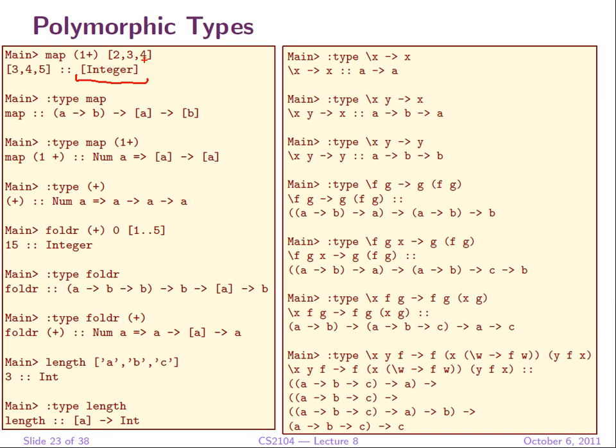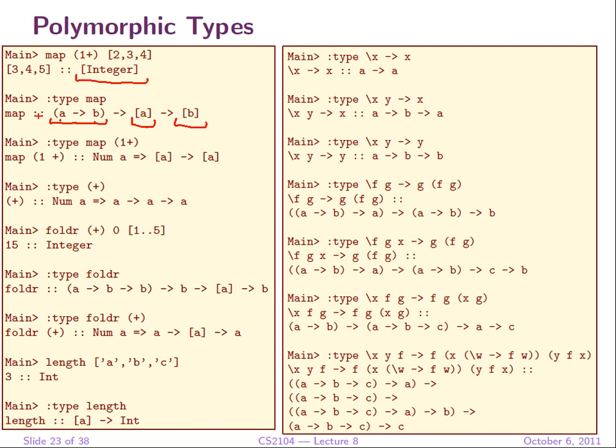What's the type of map? The type of map is function from A to B. This is the first argument. Second argument is a list of A's. And the return value is a list of B's. Right? We have only worked with functions that work from integer to integer. But in general, the types of f do not need to be the same. f takes some type A and returns some type B.